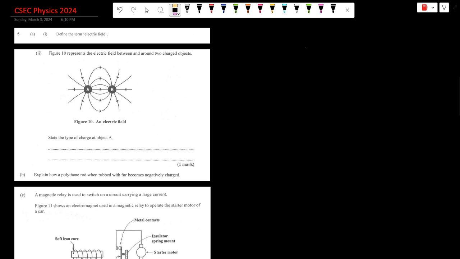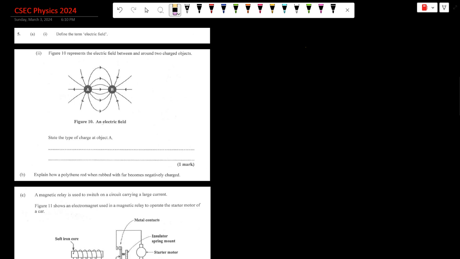So that was part C. Now let's move on to part D. Part D says Figure 12 shows a wire connected to a center zero galvanometer. The wire is placed between the poles of a permanent magnet.